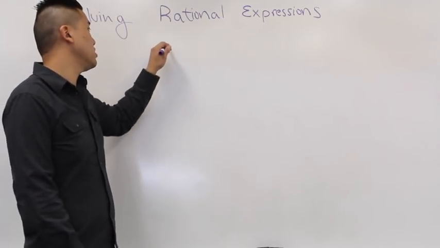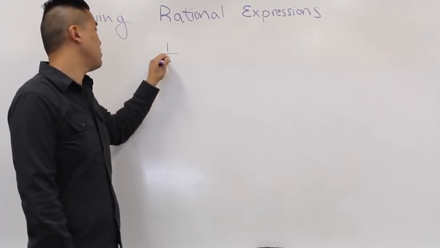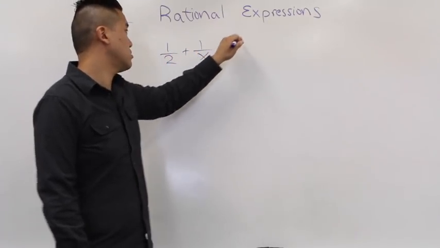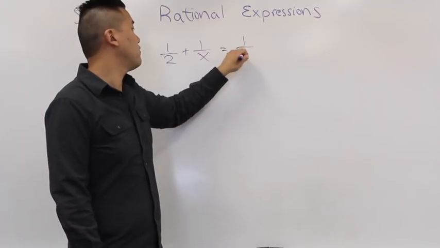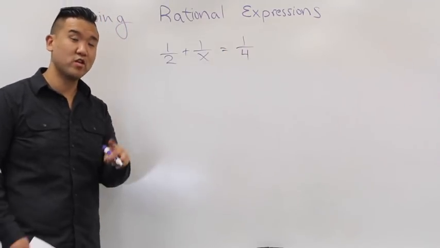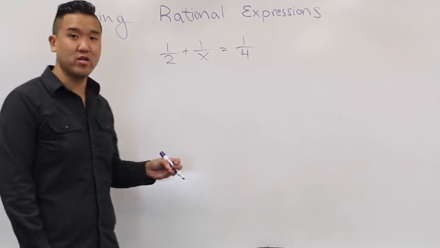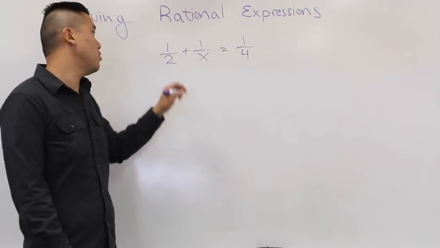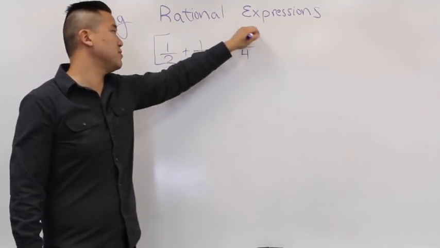So let's see how much you guys know. So first example, 1/2 plus 1 over x equals 1 over 4. So your first step was factor the denominator. Obviously we can't factor this. Your second step was, what is my least common denominator?